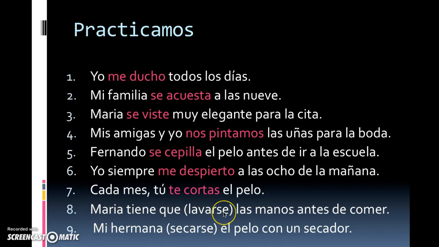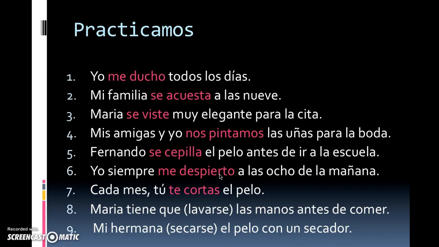María tiene que. If you put se lava, you're wrong. Que is one of those prepositions. Don't forget tener que means has to, and so you're going to have the infinitive after that. So, María tiene que lavarse. That se is going to stay se because I'm talking about Maria, and she's in the bottom left box, and so is se. So, María tiene que lavarse las manos antes de comer.